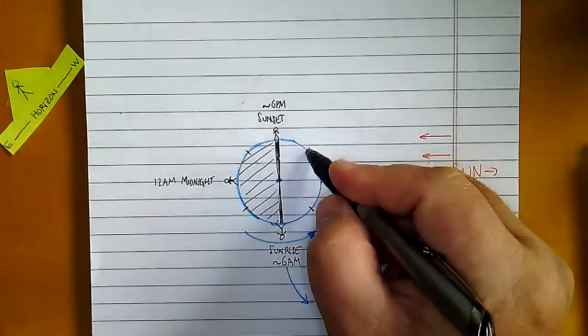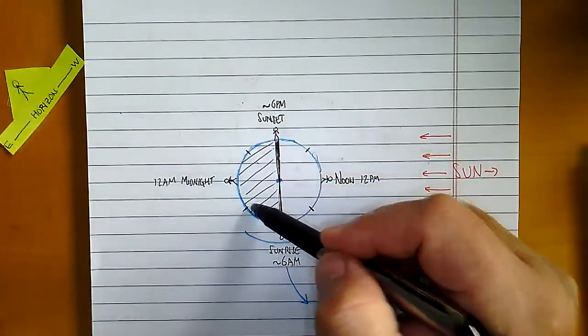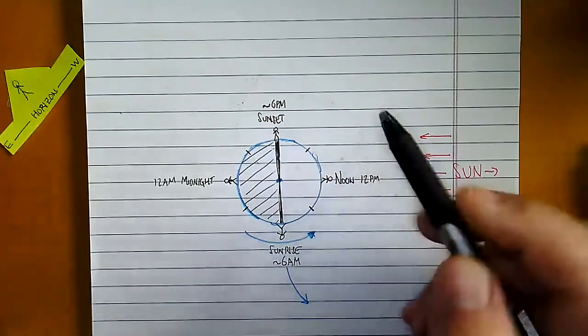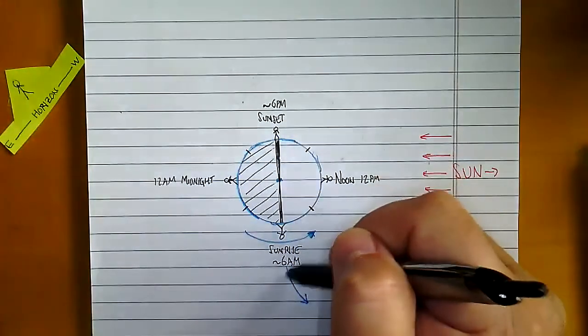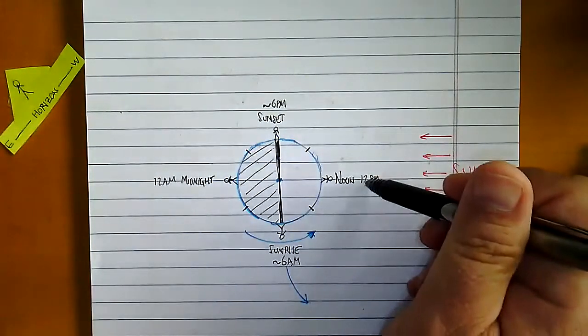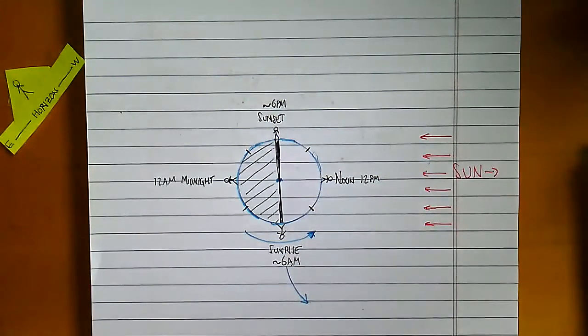What time of day is this? What time of day is this? What time of day is this? And what time of day is this? So again, we're going to stick to that model. I've given you that this time is 6 a.m. and this is noon. So you should be able to guess what time that would be, or figure it out anyways.